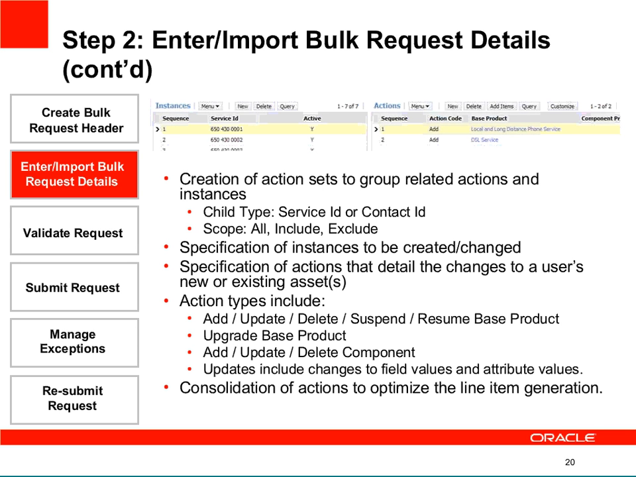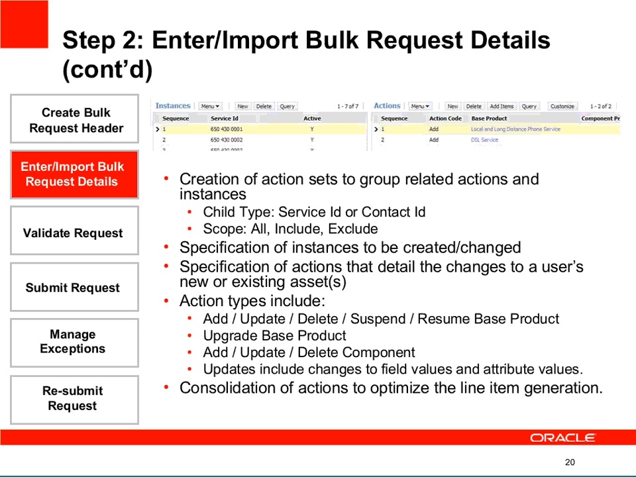The action set applet groups related actions and instances. The child type is specified in this applet to be either service ID or contact ID. The scope of the action set is also specified. In the instance applet, the instance to be added or changed is specified. Based on the child type selected in the action set applet, the instances can be users or services.